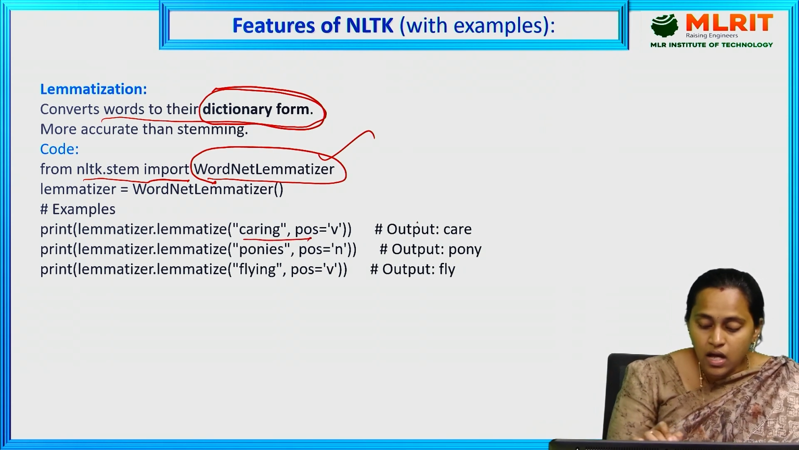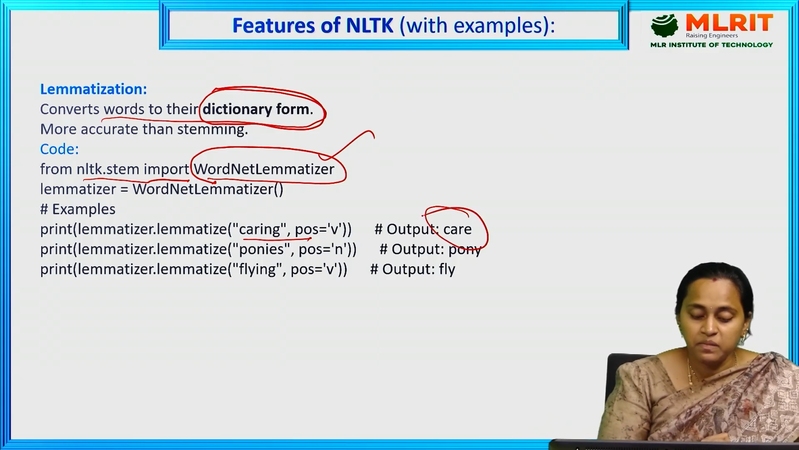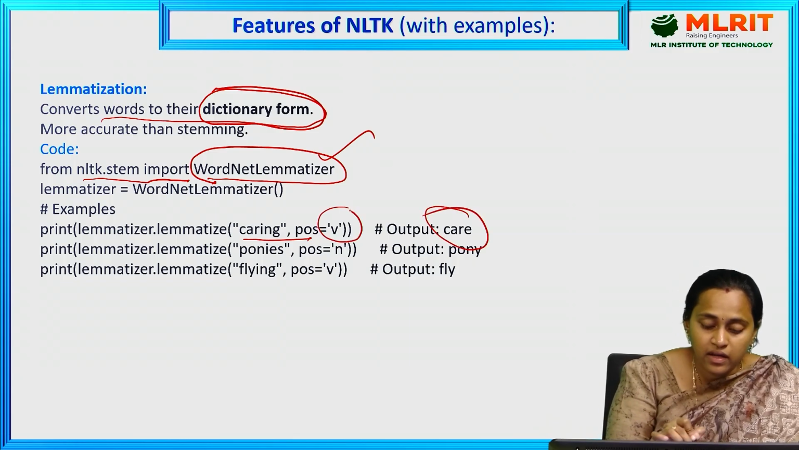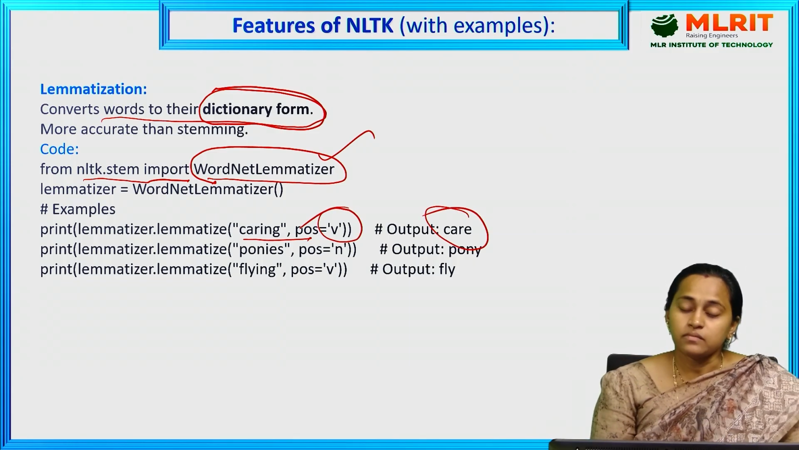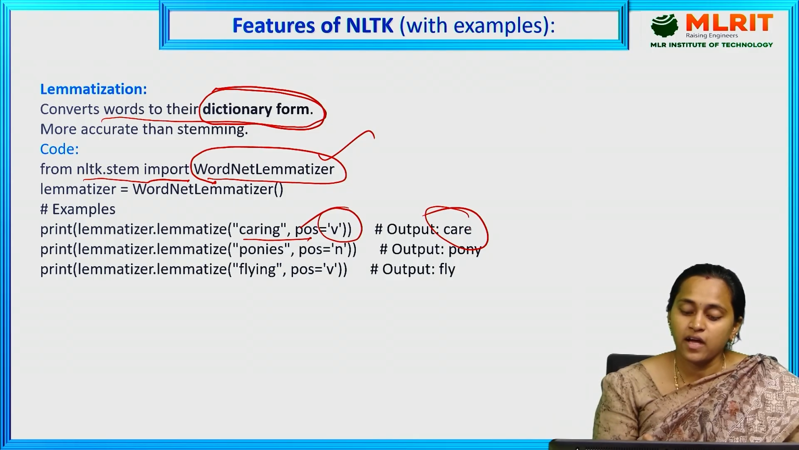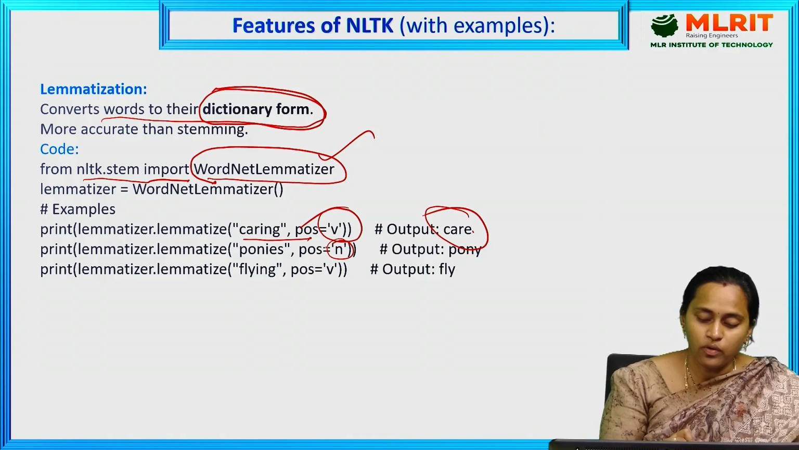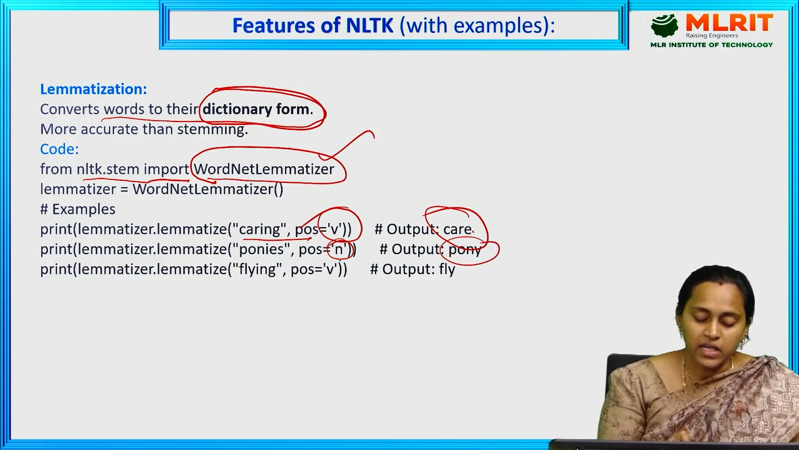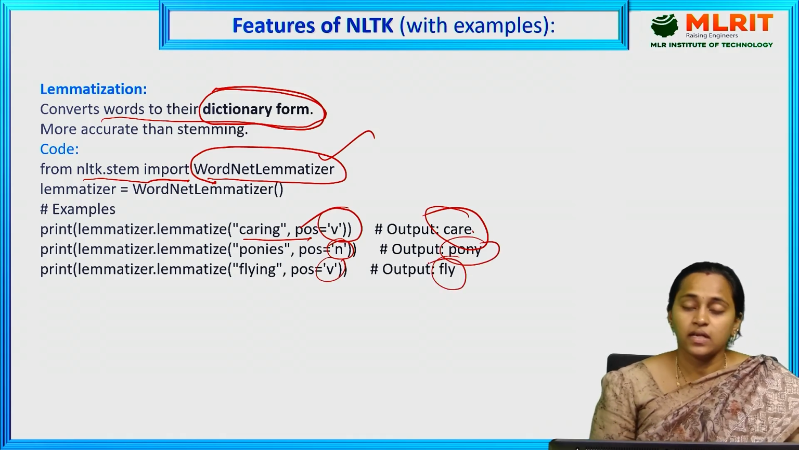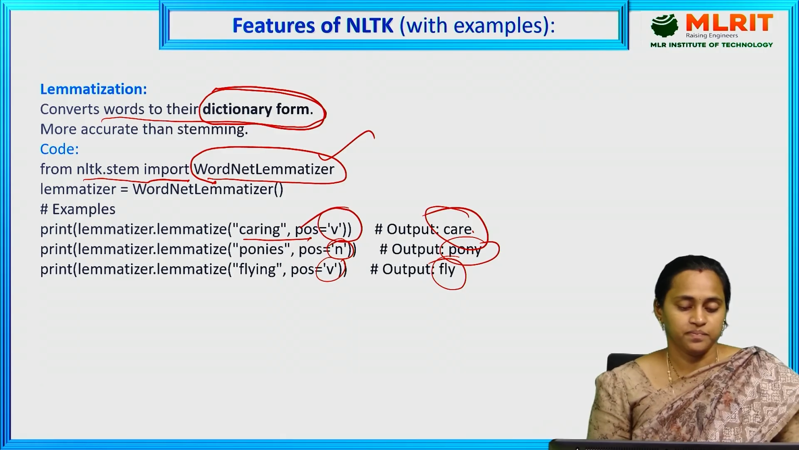Caring gives care. Here we are defining the POS, the part of speech, so that we get the exact word in lemmatization. Here ponies is a noun, right? So we get pony. Flying gives fly. This is the exact dictionary form.